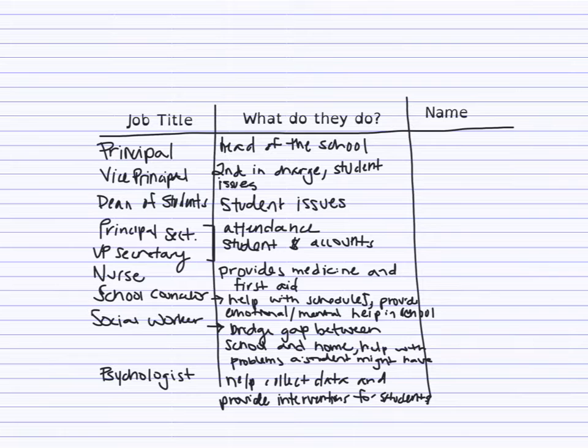So I am going to grab a different color. You can do it in a different color or the same color. And I am going to make a little box around principal all the way down to vice principal's secretary. There we go. So I'm going to chunk those together. And then if you wanted, you can even draw this line all the way across.